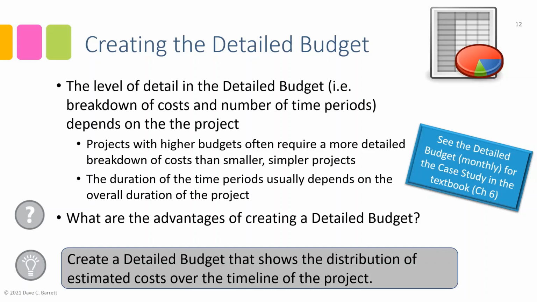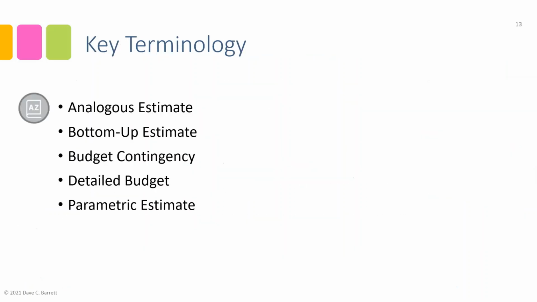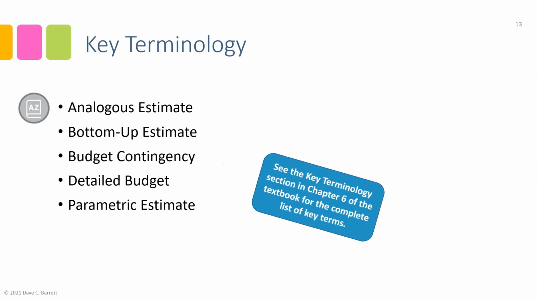In terms of key terminology, some new terms that were included: analogous estimating, bottom-up, budget contingency, detailed budget, and parametric estimate. Again, see Chapter 6, key terminology, for a complete list of key terms and definitions and some of the references. This is the end of this video lecture for budget planning.